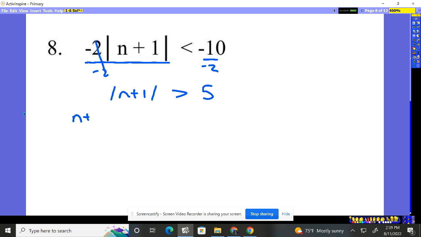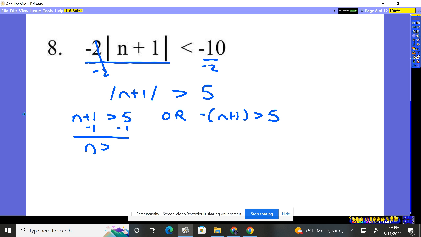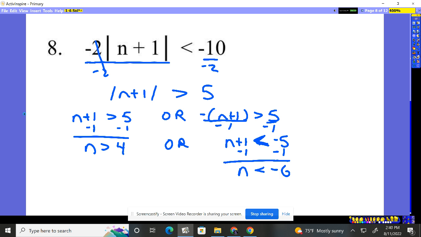So n plus 1 greater than 5, greater, so it's an or. I look at the negative piece of n plus 1 bigger than 5. Subtract 1, piece of cake. Or what do we have here? Well, we got to do a little extra. Divide by -1, n plus 1. It flips because you're dividing by a negative. That becomes a -5. I subtract 1, n less than -6. So n is bigger than 4 or less than -6.